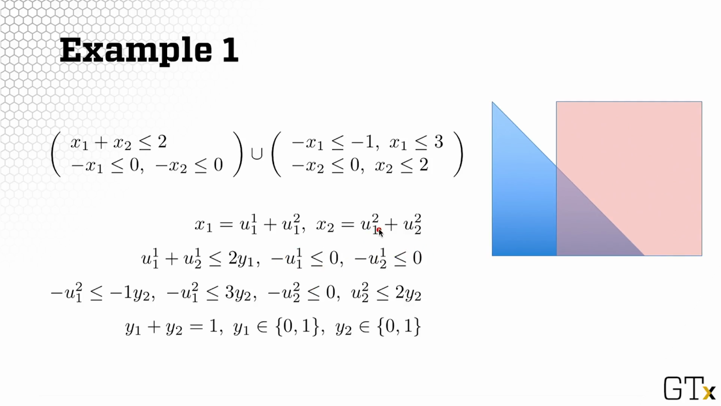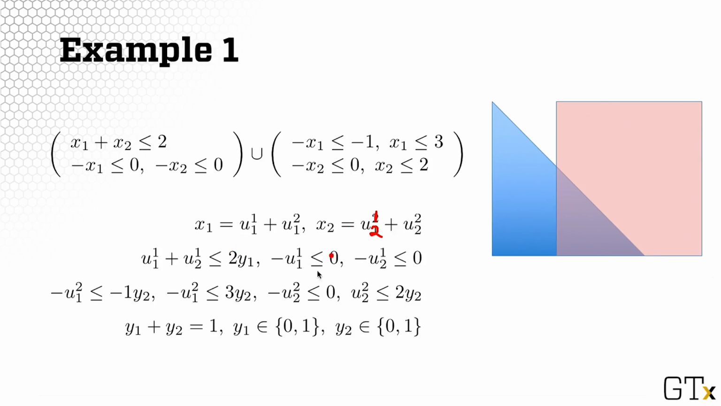Pardon me, there should be a 2 here. I should correct this. So this is the second component, and this should be a 1 here. So that's the correction. So now what do we have? We want to write u11 plus u21, because we are talking about the first polytope, is less than 2 times y1.